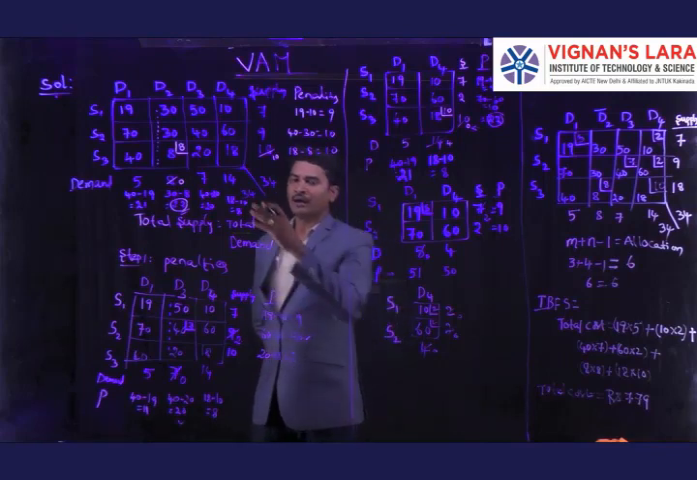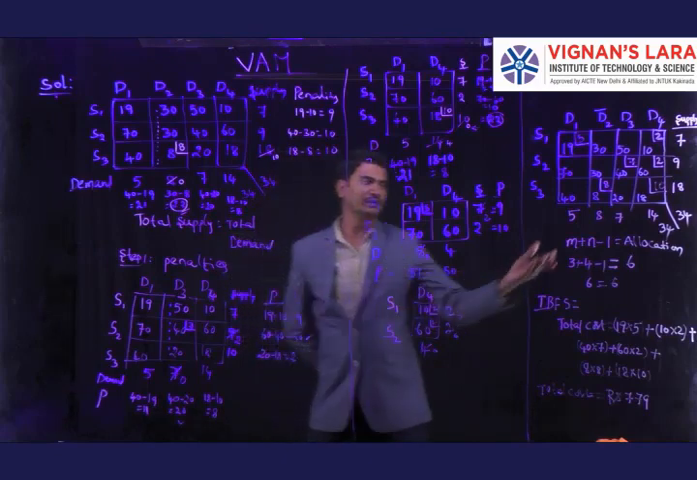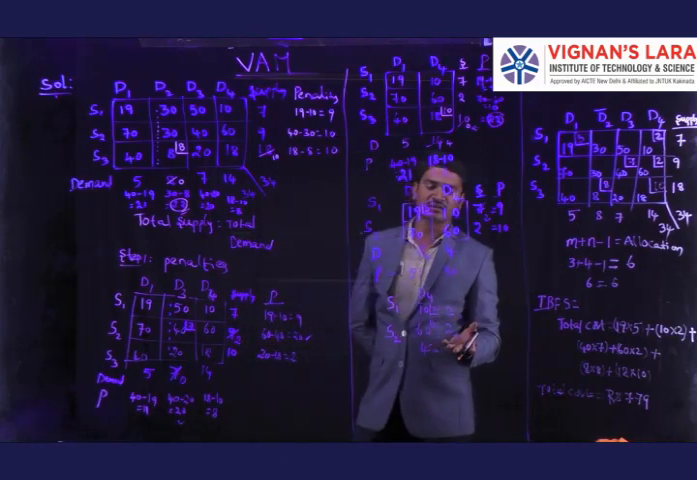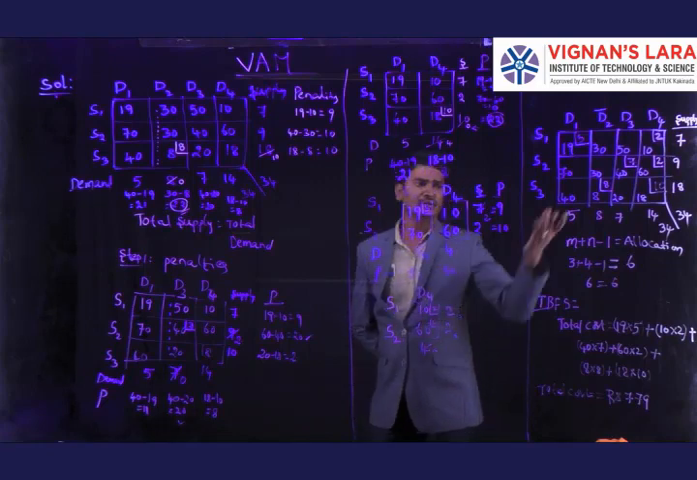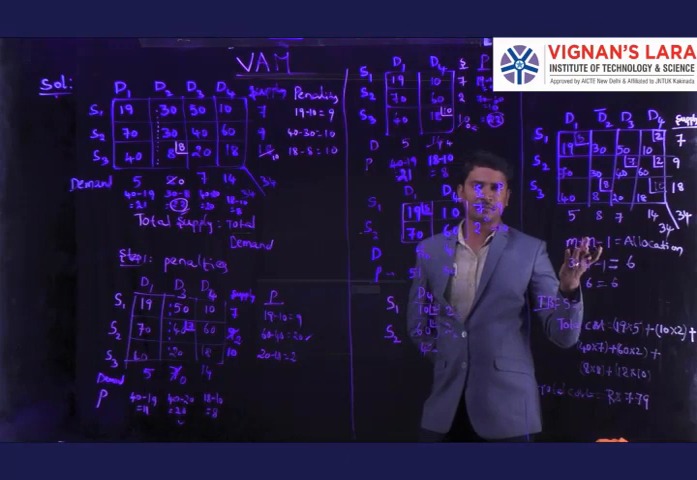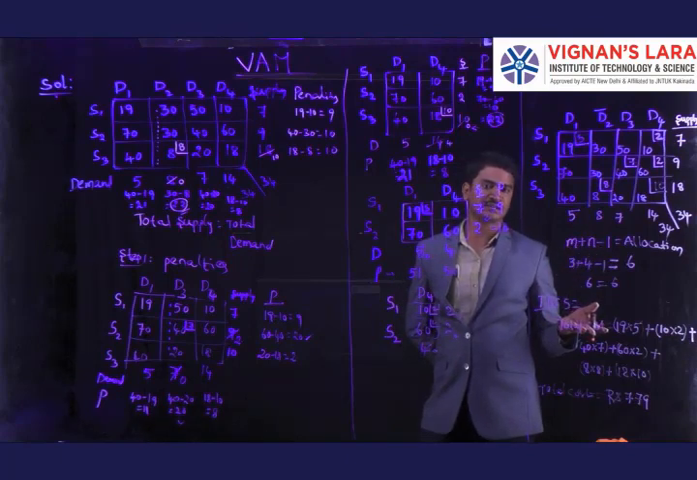After getting this, finally we get the 1 by 1 matrix. Here we stop the solution, then we check the optimality. After checking the optimality, we find the total transportation cost. It is also called the initial basic feasible solution.